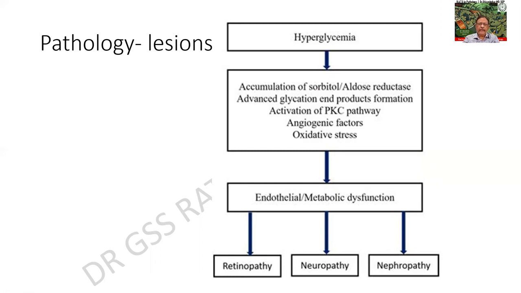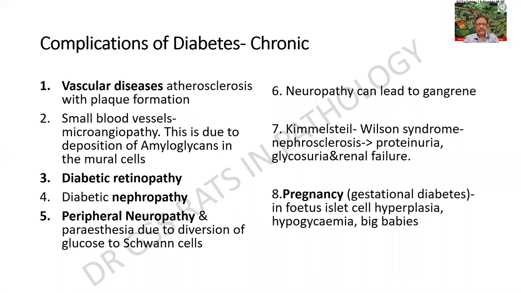This entire panel I want you people to learn by heart. Any of this can lead to either endothelial or metabolic dysfunction. So this is the key in a case of diabetes, which can get reflected in the form of retinopathy, neuropathy, or nephropathy. So let us see what all these pathies are. As mentioned earlier, this is a list for us to just memorize. We shall see what they are.